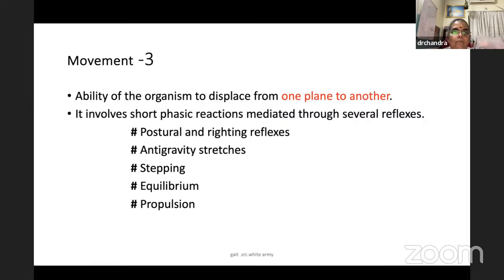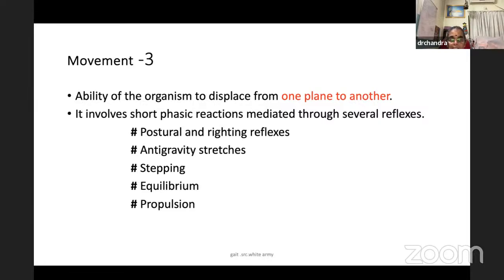And what is movement? We saw what is posture, what is equilibrium, and now what is movement. Movement is the ability of the organism to displace from one plane to another, and it involves short phasic reactions mediated through several reflexes. What are these reflexes? We have a posture, we have an equilibrium. After that, with the help of what are we moving? That involves righting reflexes, so that during posture and movement our balance is not lost. So you have postural and righting reflexes.